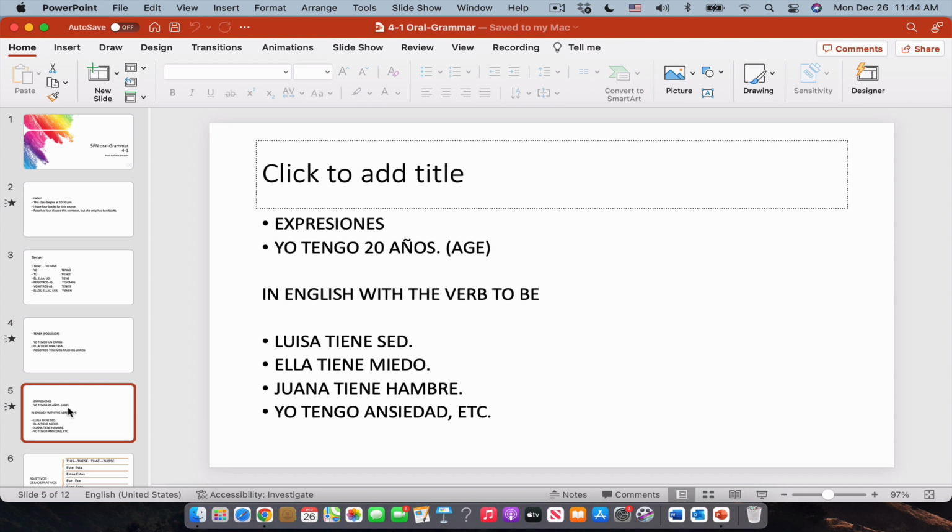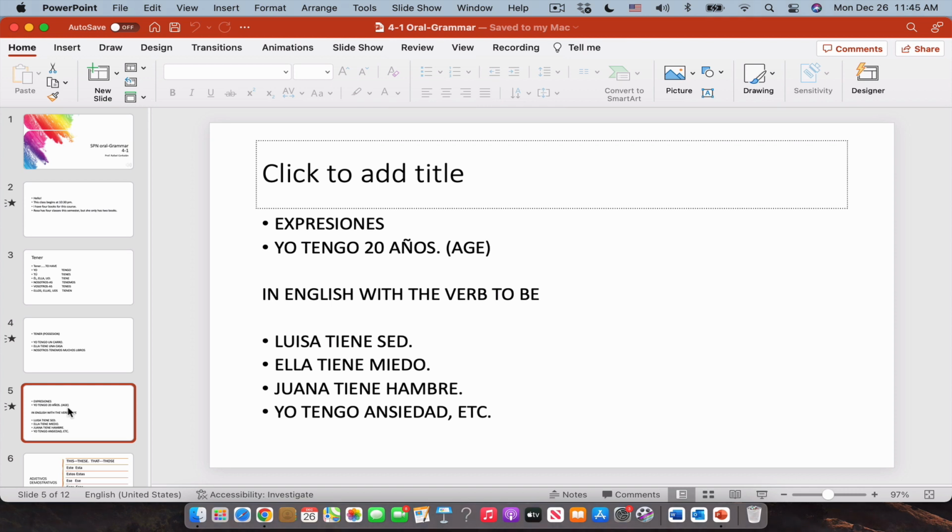Also, there are other expressions. I suggest you check the book because you have more examples there. But for example, situations that in English usually go with the verb to be, in Spanish go with the verb tener. For example, you have Luisa tiene sed. Well, in English you say Luisa is thirsty. Ella tiene miedo. Well, in English we say she is afraid.